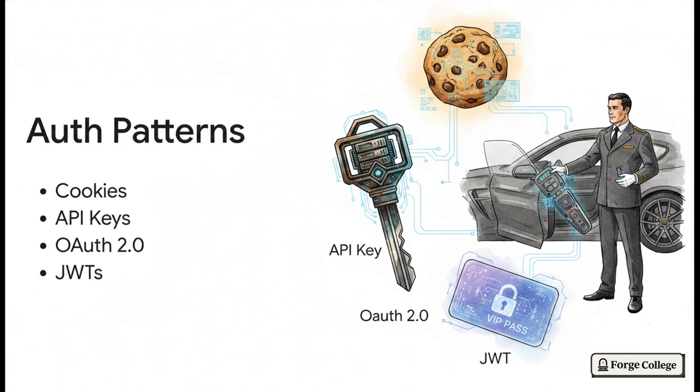Session cookies keep your browser logged in. API keys are essentially like long-lived passwords specifically for servers talking to each other. OAuth 2.0 is incredible. It's honestly like giving a valet a special key that only starts the car but physically won't let them open the glove box, which keeps your actual password hidden. And JSON Web Tokens, or JWTs, are basically cryptographically signed VIP passes.